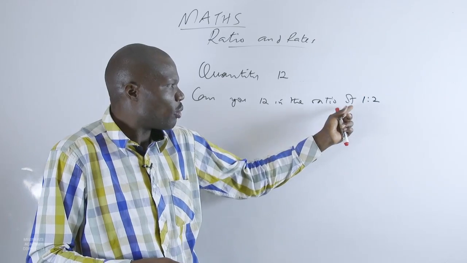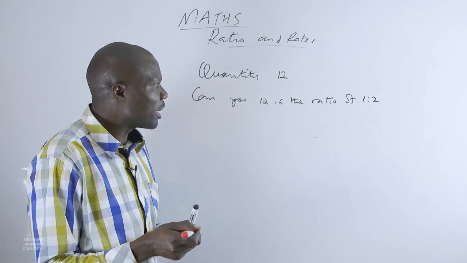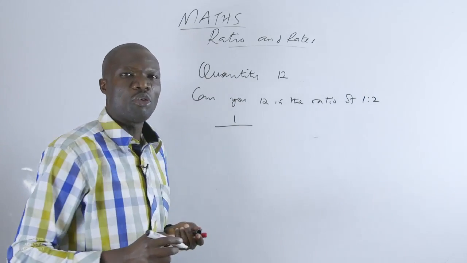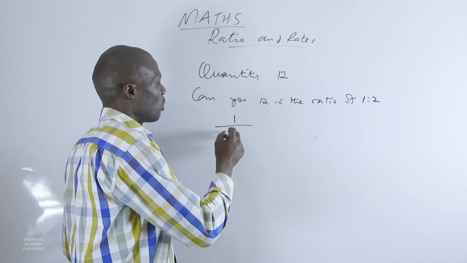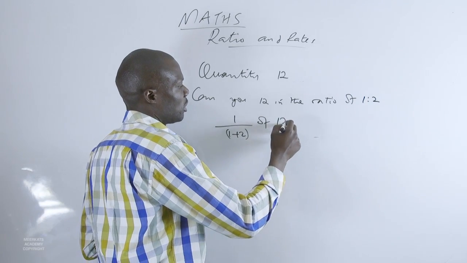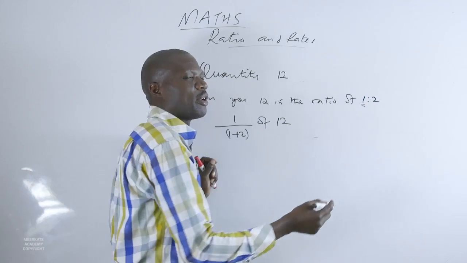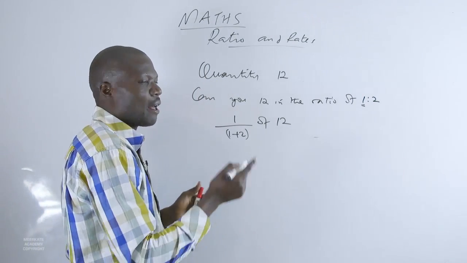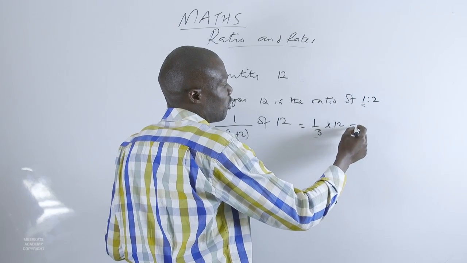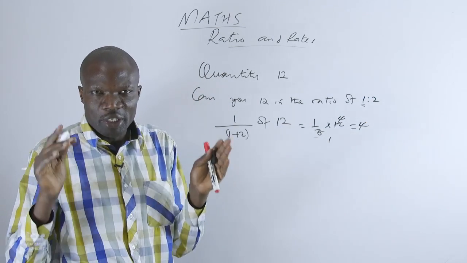So for us to get what 1 would mean, we shall do the following. You will take the first number, which is 1, over the total ratio, which is 1 plus 2, of the total quantity given, which is 12. So that we will find that this 1 alone represents what amount. Moving ahead, this will give us 1 over 3 times 12, which is 12 by 3, which is 4. We find 1 will represent 4.